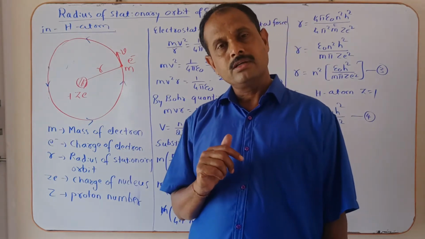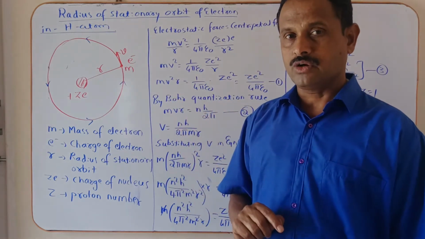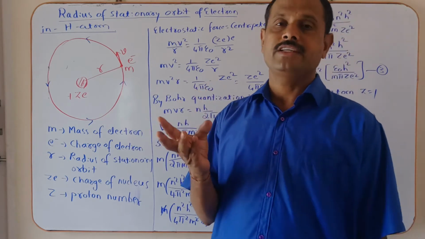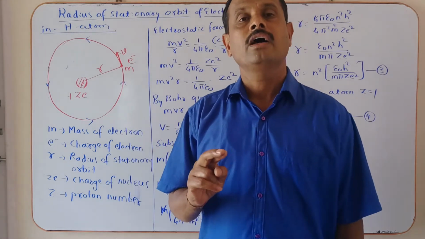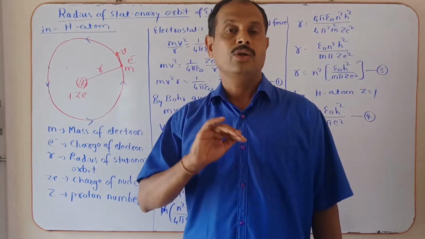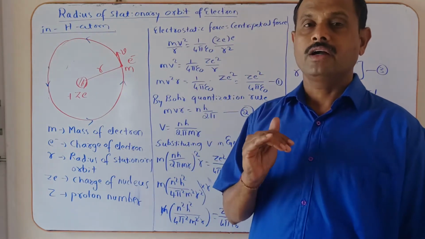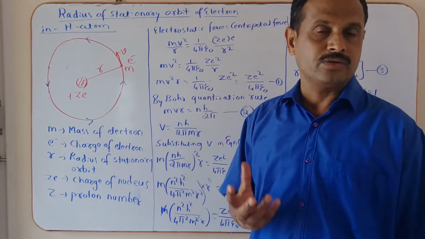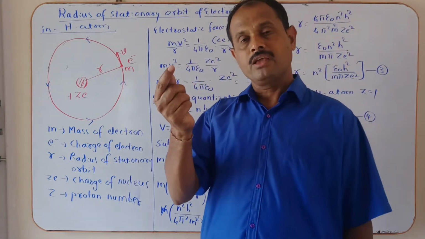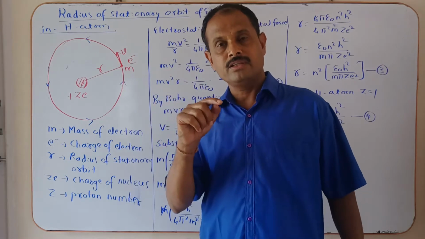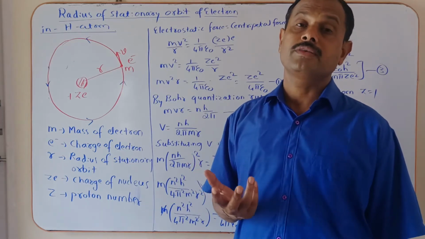Then the third postulate: when an electron transition takes place from a higher energy state orbit to a lower energy state orbit, it emits radiation, radiant energy or a photon. That energy is equal to the difference between the higher energy state and the lower energy state of the orbit in the atom. The radiant energy emitted, E, is equal to h nu, is equal to E2 minus E1. You have to take care: E2 is the energy of the higher energy state, E1 is the energy of the lower energy state, or orbit. We call the orbit a stationary orbit.